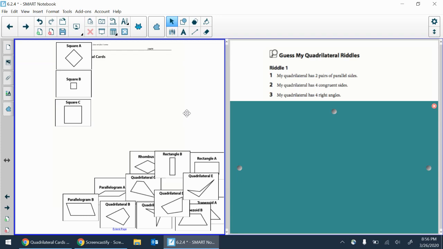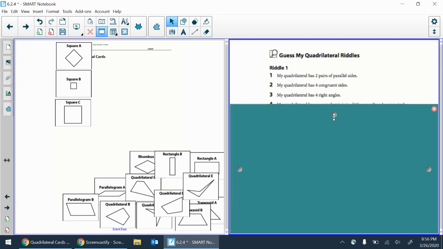Okay, so this last clue that I'm going to give you is going to tell you which of the exact squares I have. Are we ready? Okay. Clue number 4, my quadrilateral has an area that is just a little more than 1 square inch.